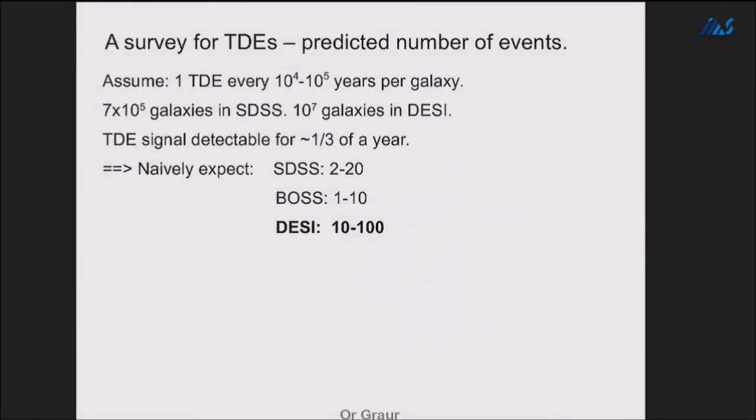Now, based on our very broad understanding of what TDE rates might be, assuming 1 every 10^4 to 10^5 years per galaxy, if you just take the number of galaxies in SDSS, BOSS, and DESI, and you select only those galaxies with stellar masses so that the supermassive black hole will be less massive than 10^8, you naively expect to find a few in SDSS and BOSS, and dozens up to maybe 100 in DESI.